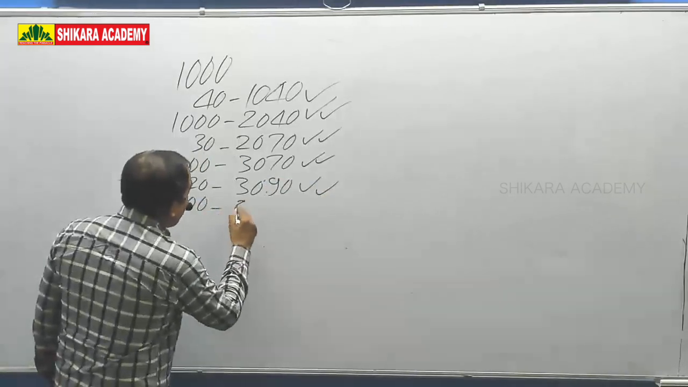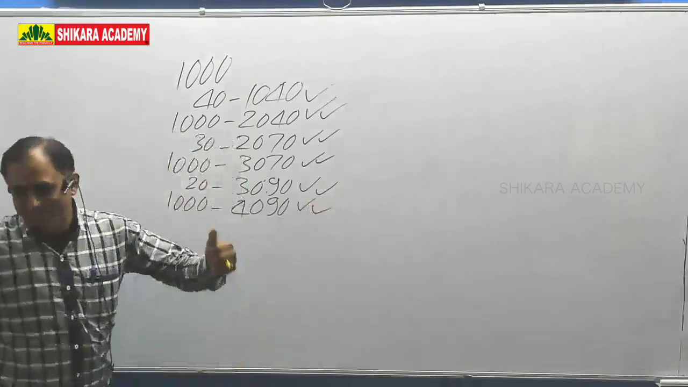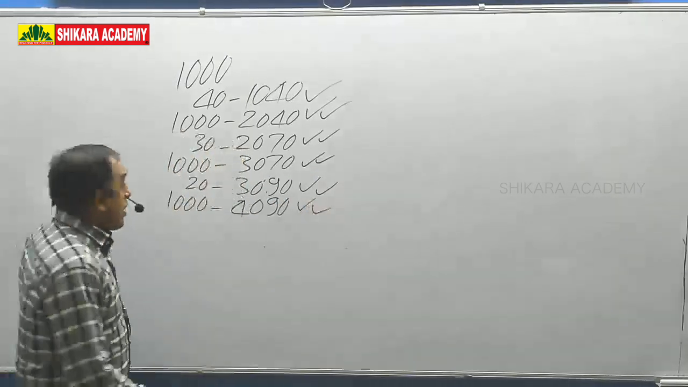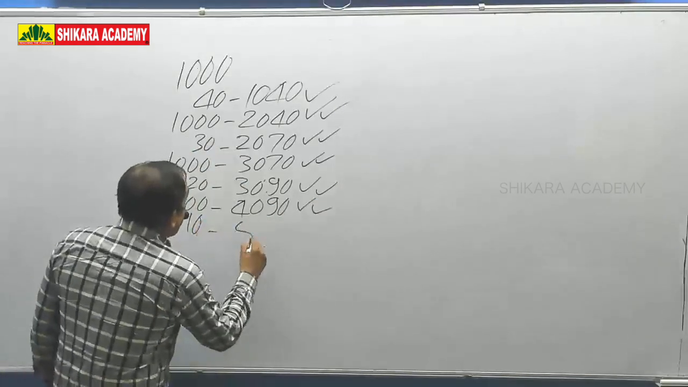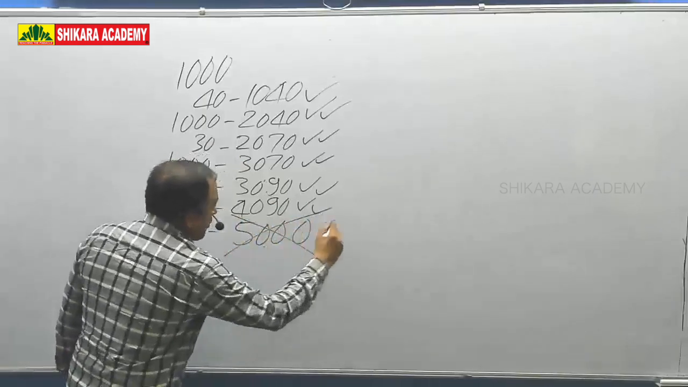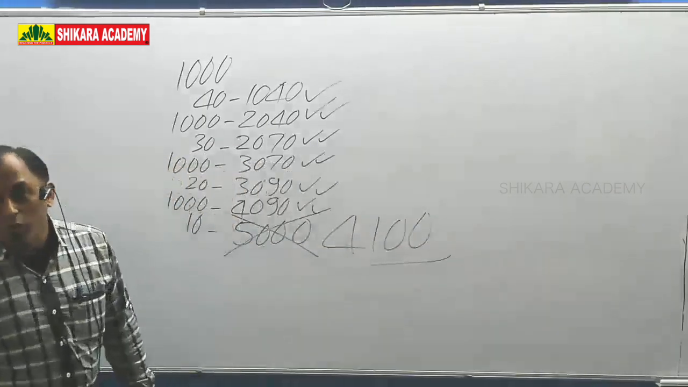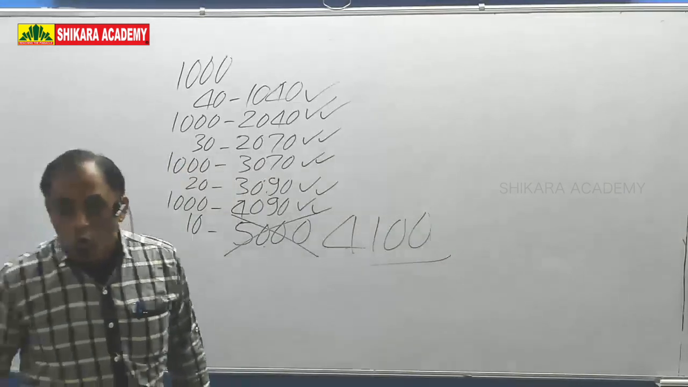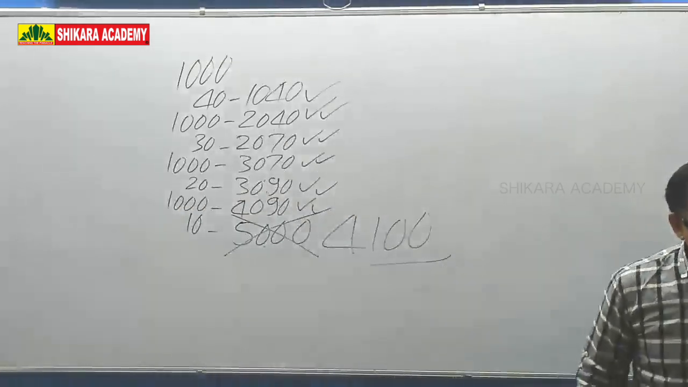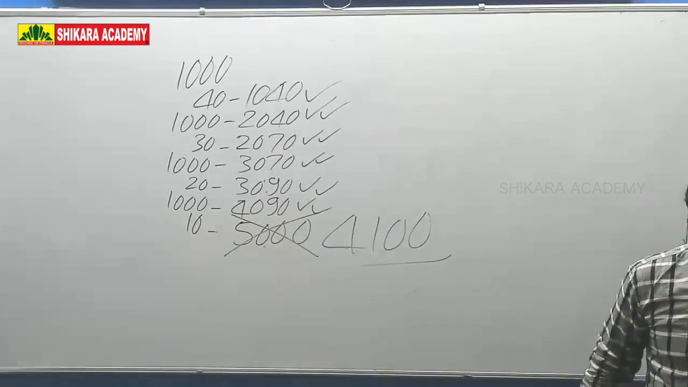What is your answer? 4090. Tremendous. Your answer is 100% right. Finally, what is the next number? 10. What is your answer? What is 4090 plus 10? Is it 5000? Is it 5000?